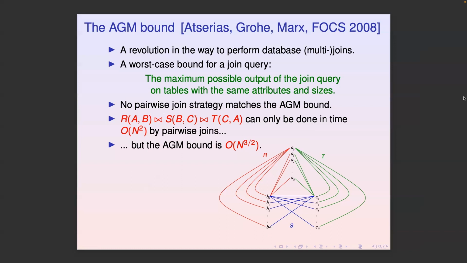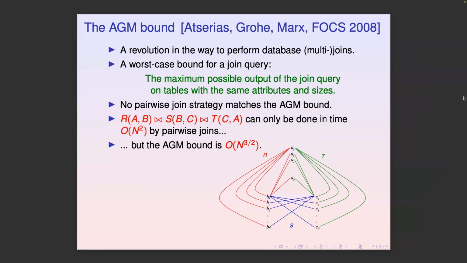And then, for example, there are some surprises. For this join, which is called the triangle query, there exists a possible database. Here you have attributes A0 to An for attribute A, B, attribute C, and the relations correspond to the edges. So there is one pair that is A0, B0, another that is A0, B1, and so on. This is relation R, this is relation S, and this is relation T. For this database, no matter how you order the pairwise joins, you have an intermediate result of size n squared. However, there is no way you can have an output for this join that is bigger than n to 1.5. So the AGM bound is n to 1.5, and every pairwise join strategy may take n squared for a bad enough instance.